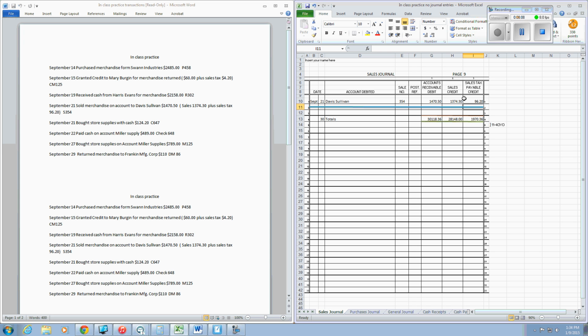So let's go back to our definitions again. Was it a general debit and credit amount? No, there's no general debit. Is it in the general journal? No, it's not. Does the number fall underneath the accounts receivable or accounts payable? Yes, it does. Our 1470.50 falls under accounts receivable. So we're going to go find Davis Sullivan under our accounts receivable ledger.